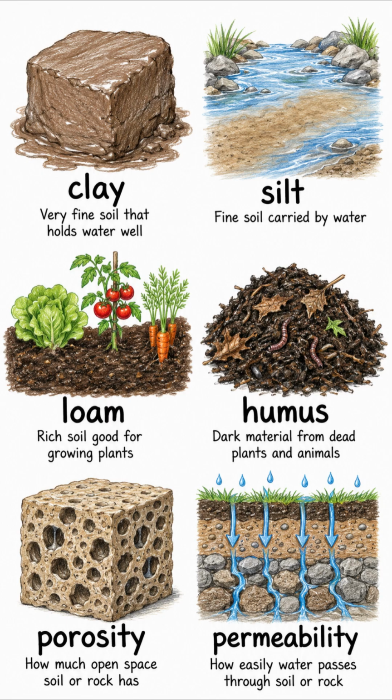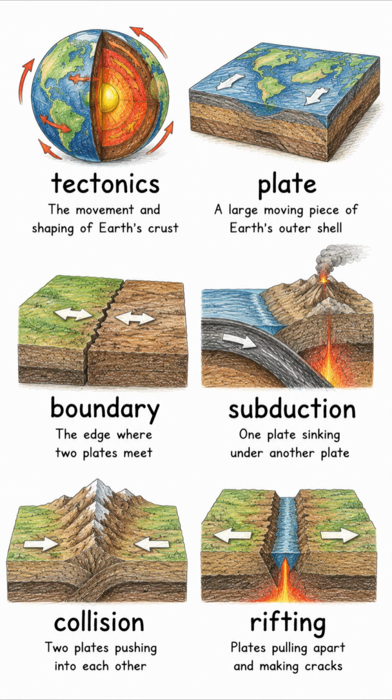Humus, dark material from dead plants and animals. Porosity, how much open space soil or rock has. Permeability, how easily water passes through soil or rock. Tectonics, the movement and shaping of Earth's crust.